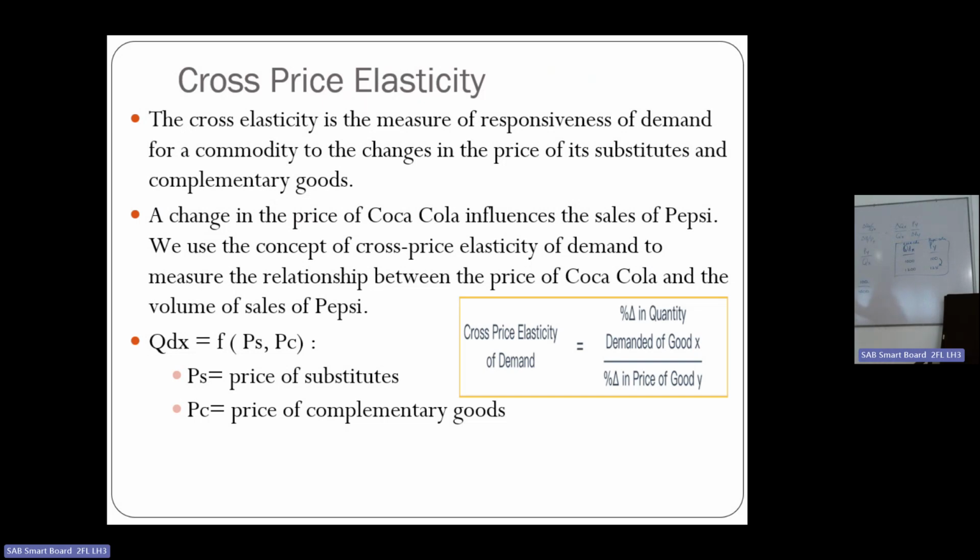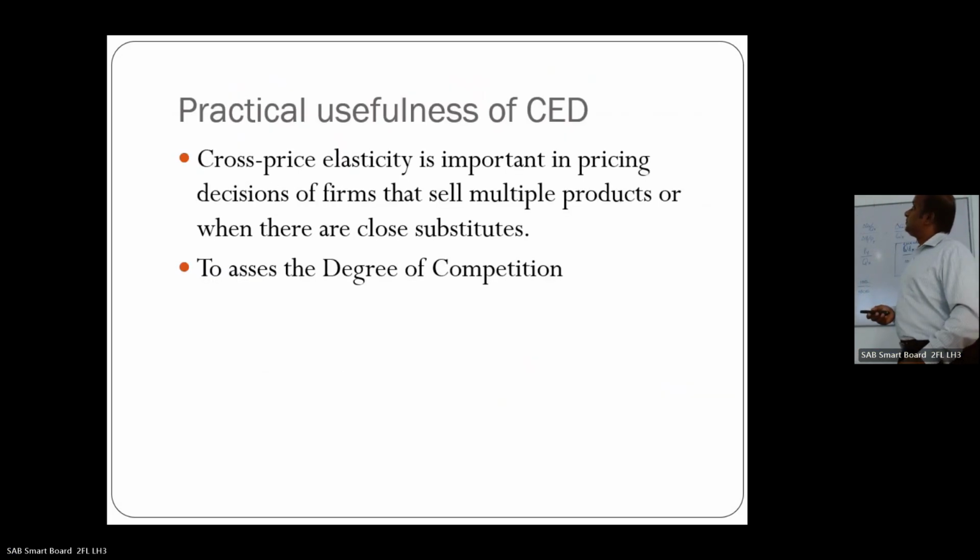So now, the percentage change in the price of Coca-Cola influences the sales of Pepsi. It was cross price elasticity. So for substitutes and complementary goods also we can use it. So why is it useful? Cross price elasticity is important in pricing decisions. So we can use this in pricing decisions as well.